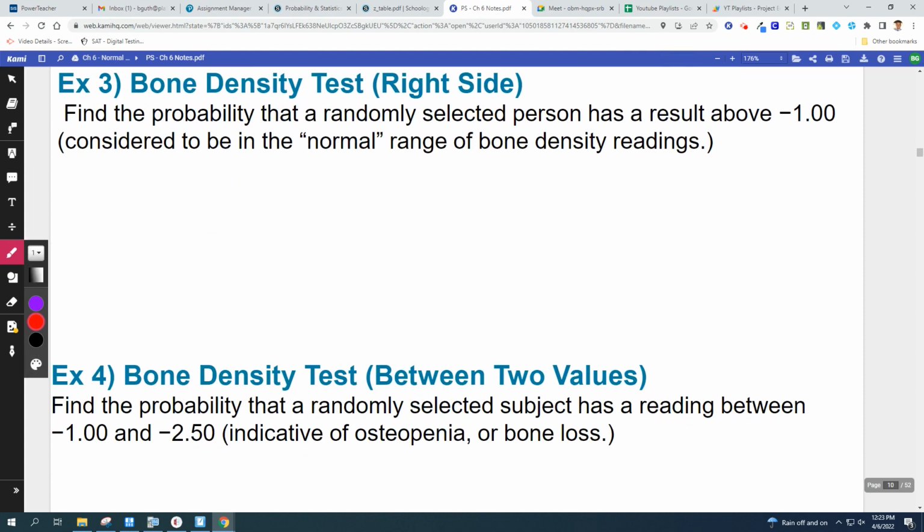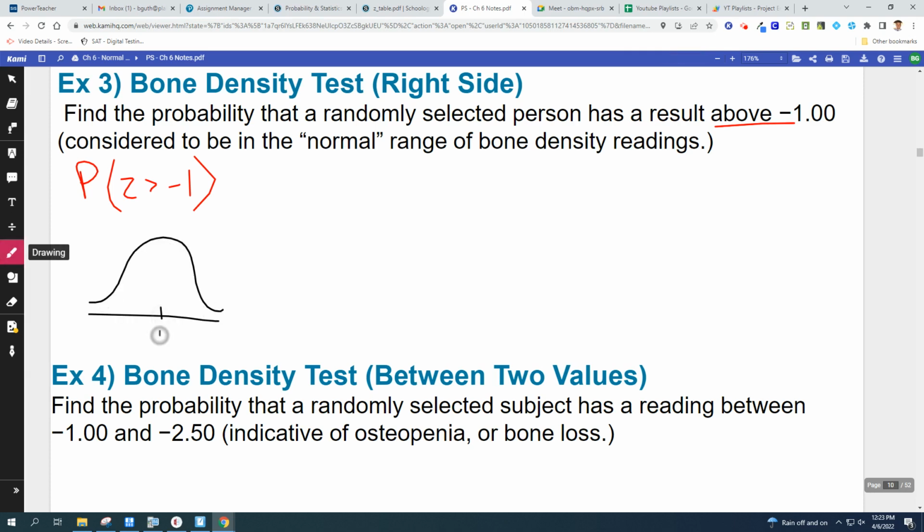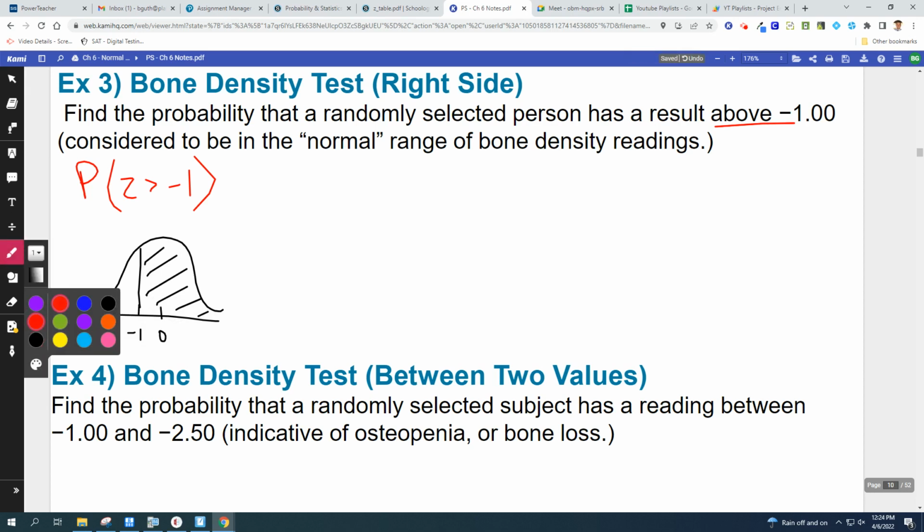Number 3, this time we want to be above negative 1, so it's the same kind of deal. If you're using the table, think about your picture. Here's your normal curve, here's 0. We want to be above negative 1, here's negative 1. We want to be over here. Remember, the table doesn't tell you that. The table is going to tell you over here.